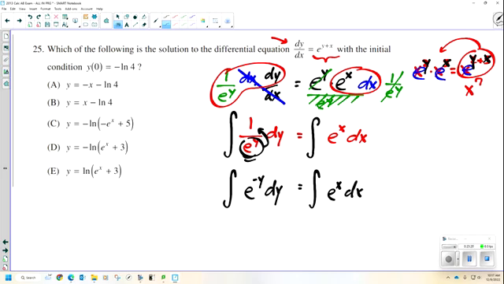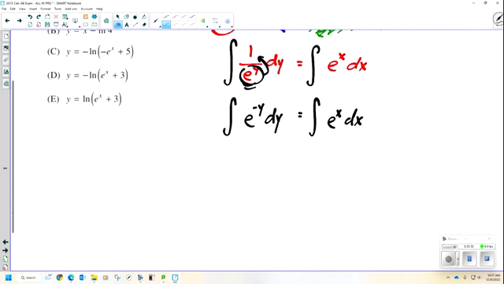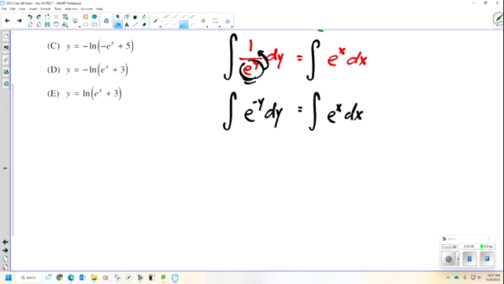Now it's going to get much simpler because these integrations are easy peasy. This one right here is going to end up being negative e to the negative y, but don't forget, plus a constant. There are no bounds. It's going to equal the integration of e to the x, which is e to the x plus a constant. These constants are different, maybe they're the same, but maybe not, so I'm going to call them constant 1 and constant 2.